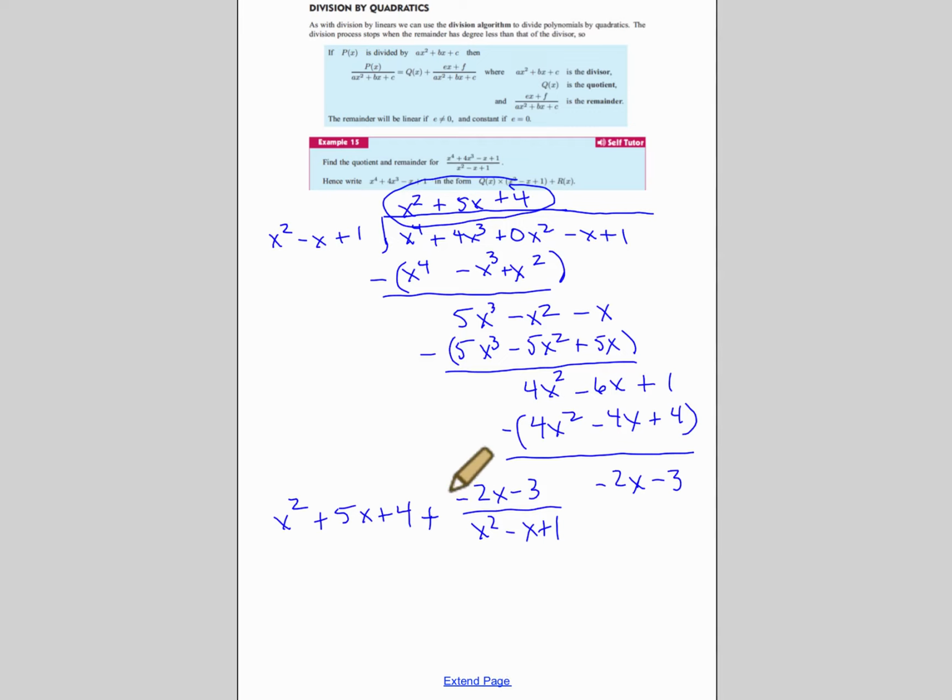Or if this minus 2x minus 3 is bothering us, we could also write x squared plus 5x plus 4, factor out a negative 1, and write minus 2x plus 3 over x squared minus x plus 1. Oh, how painful. I hope we don't have to do that, but you just might.